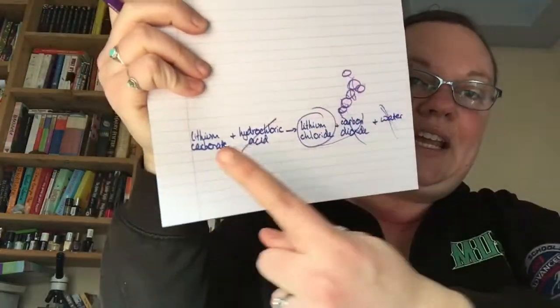And when eventually the bubbles stop coming, if you keep on adding the lithium carbonate, eventually it will stop reacting because there's no more hydrochloric acid left for it to react. So at that point, when you add some more lithium carbonate and nothing happens, you know that the acid has all run out. And so you get rid of the hydrochloric acid by using excess lithium carbonate.